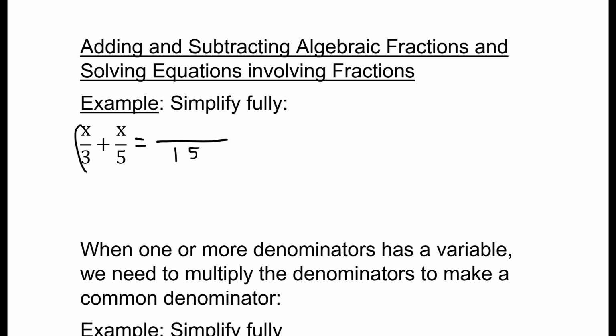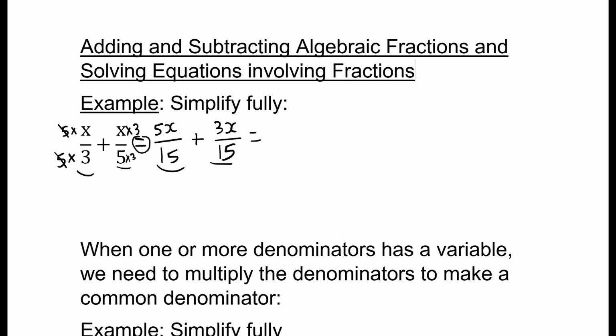X over 3, in order to make the 3 into 15, we've multiplied the bottom by 5, so we also need to times the top by 5 in order to keep the fraction balanced, because the 5s would cancel out. So we have 5x over 15, and then we've multiplied 5 by 3 in order to arrive at 15, so we need to times the top of the second fraction by 3. So we have 5x over 15 plus 3x over 15. These are just equivalent fractions to the fractions on the left-hand side of the equation, so we're allowed to put this equal sign in.